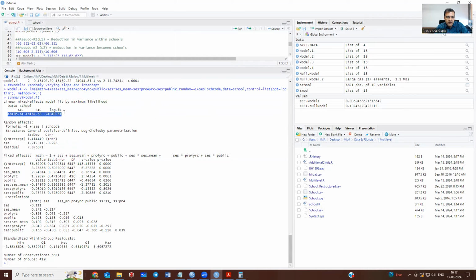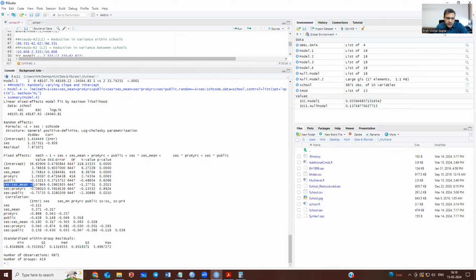So we have got our AIC, BIC, and deviance. Then we have got the residuals. We have got the sigma U0, sigma U1, and sigma R. Now we have got the fixed effects. You see, it is this regression that it has run. So you see SES continues to be significant. SES mean continues to be significant. Pro 4-year continues to be significant at p less than 0.01. Public was not significant. It is still not significant.